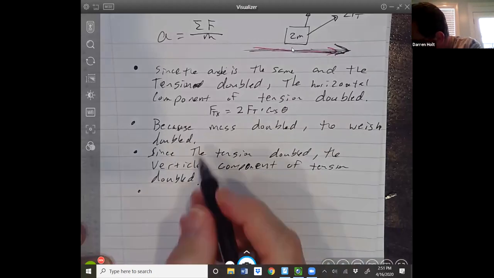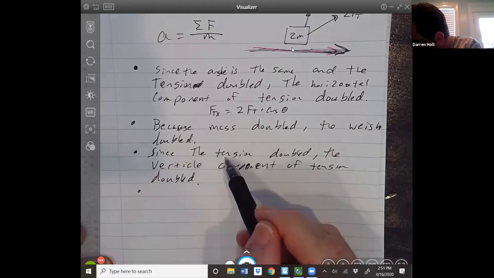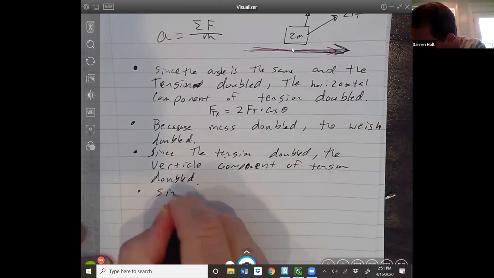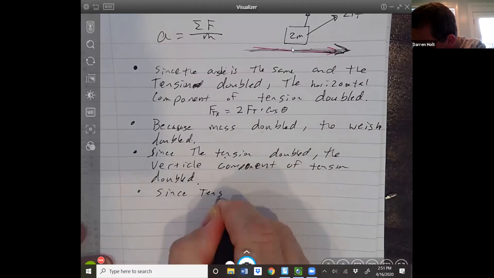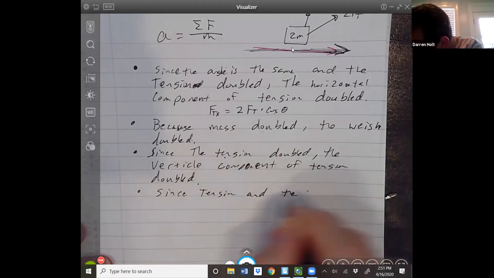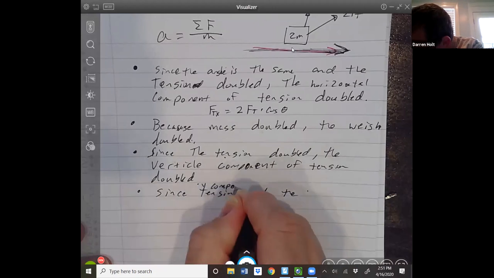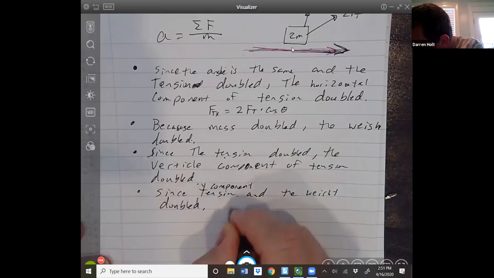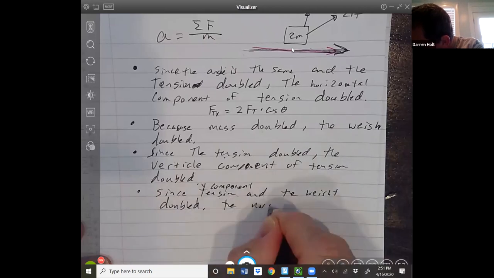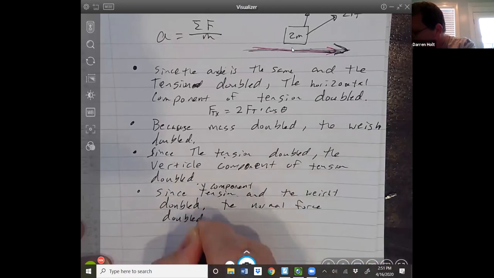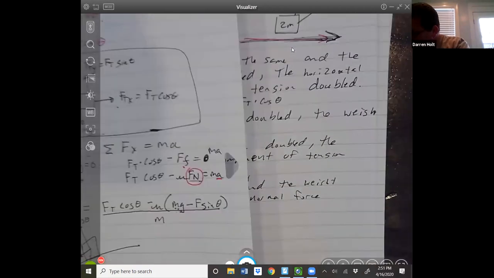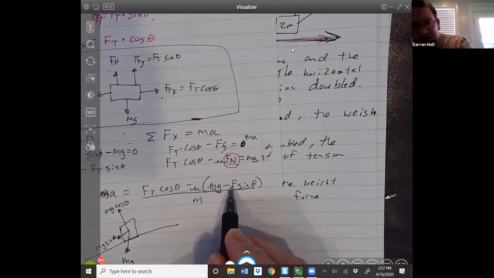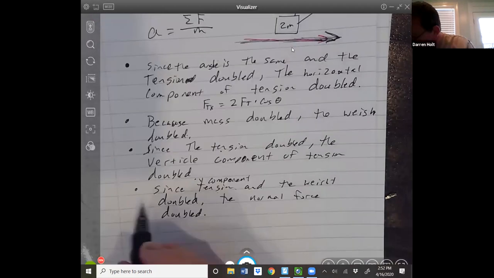Then, because both the weight and the vertical component of tension doubled, that means that the normal force has doubled. Since the Y component of tension and the weight doubled, the normal force doubled. So I'm going back again and I'm going to look at my equation. If this number right here has a 2 stuck in front of it, and this letter right here has a 2 stuck in front of it, then this whole expression's been multiplied by 2. And that's what this statement right there is saying.